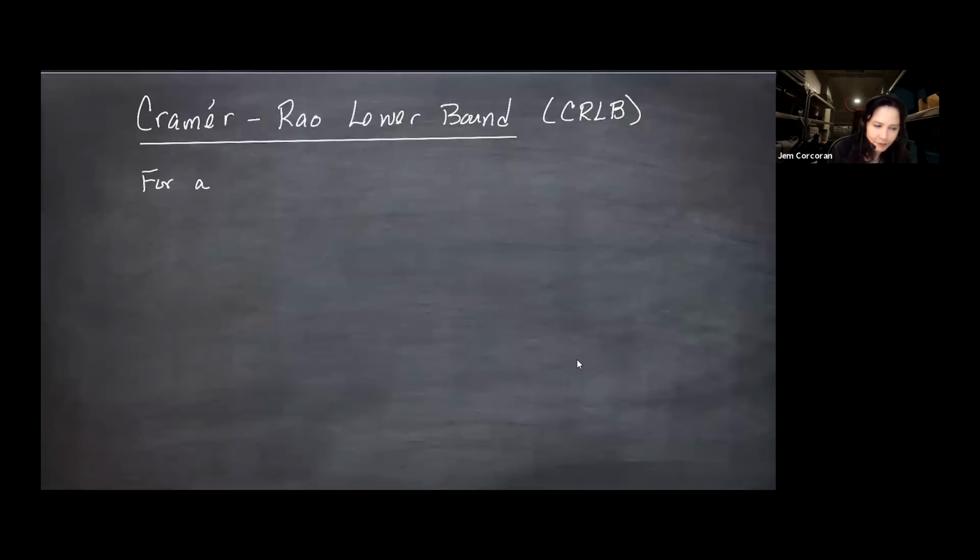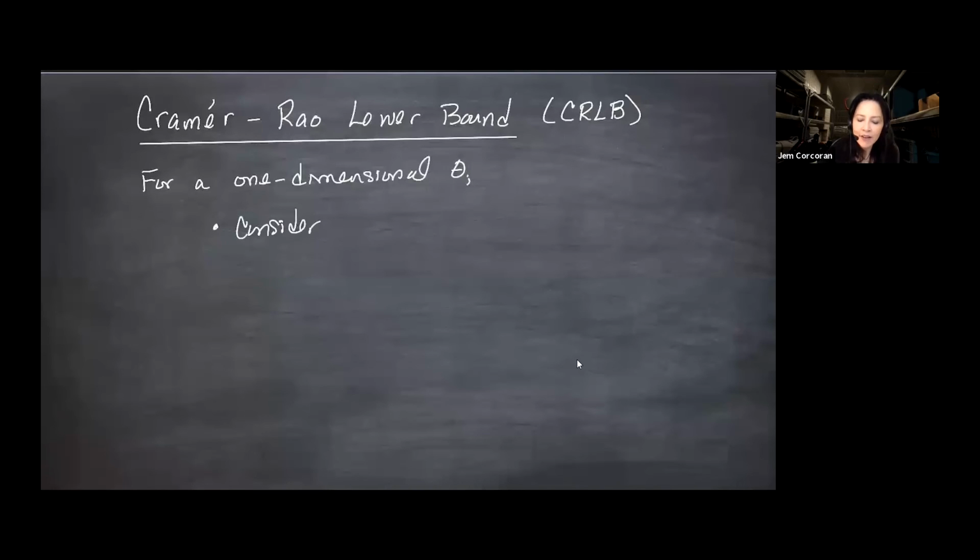So for a one-dimensional theta, I'm going to put some bullets here. Consider X1 through Xn, and they don't have to be IID. They just have to have some joint PDF f of a vector x and theta. They're depending on theta, and I'm assuming theta is one-dimensional. So consider estimating maybe theta or maybe tau of theta.